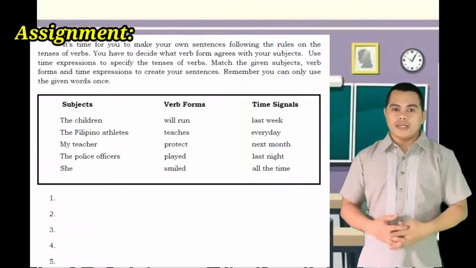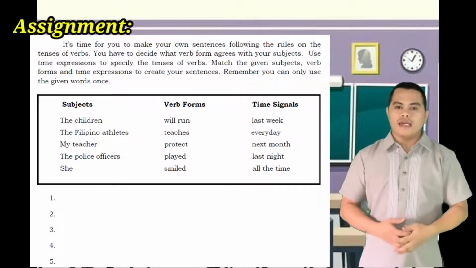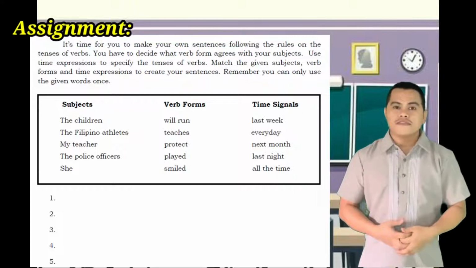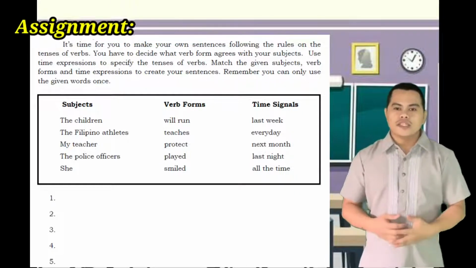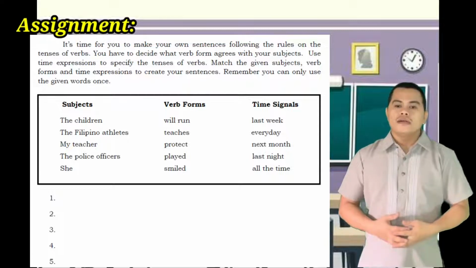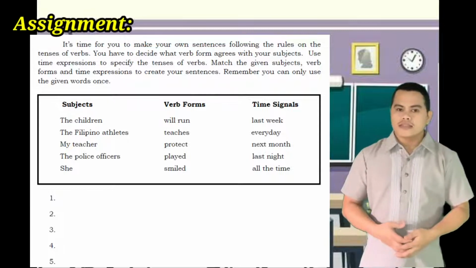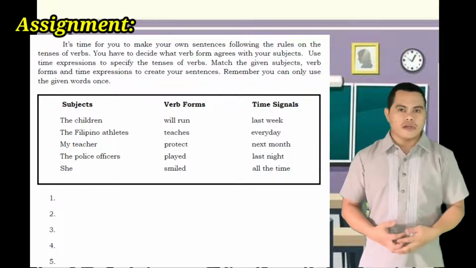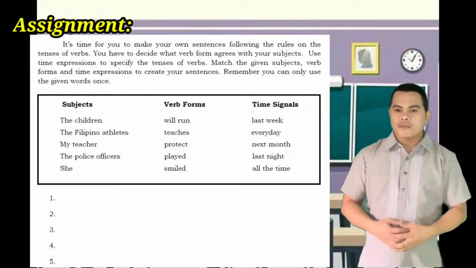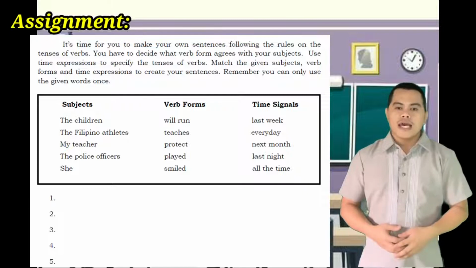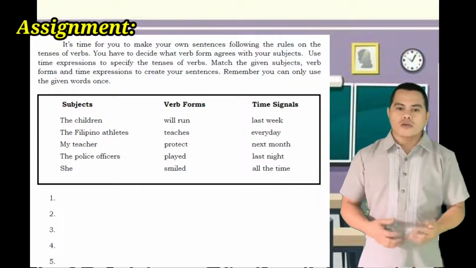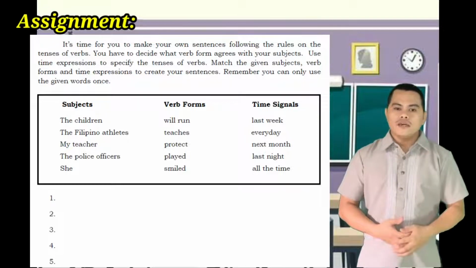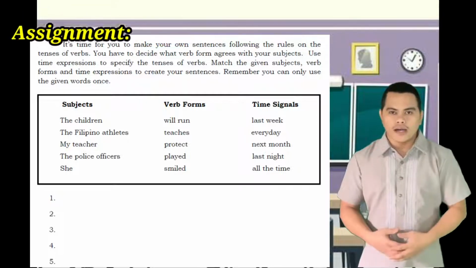For your assignment, it's time for you to make your own sentences following the rules of the tenses of the verbs. You have to decide what form agrees with your subjects. Use time expressions to specify the tenses of the verb. Match the given subjects, verb forms, and time expressions to create your sentences. Remember, you can only use the given words once.